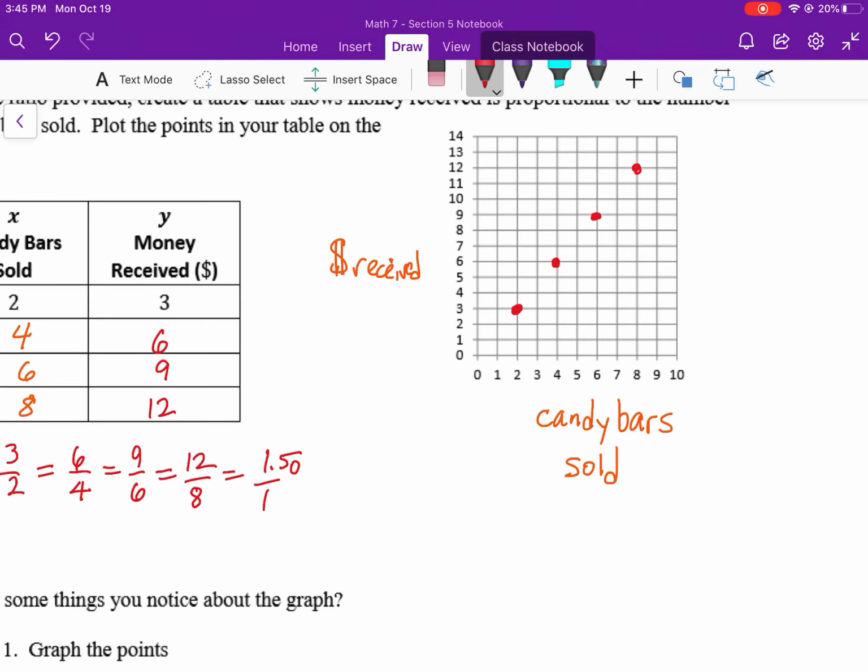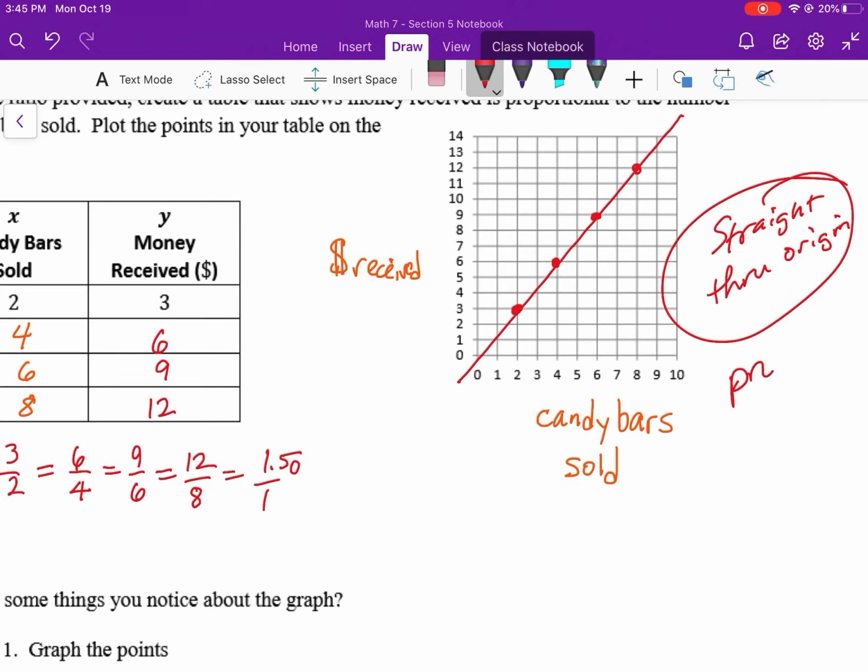And I put my ruler on my iPad because I'm using my wavy pen. And I draw the line. And notice it is straight and it's through the origin. So it does meet both criteria, so I know that it's proportional. But I knew that before I started because I made it proportional, right? All right.